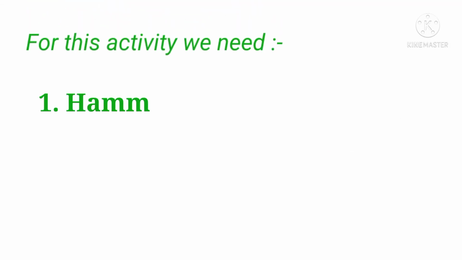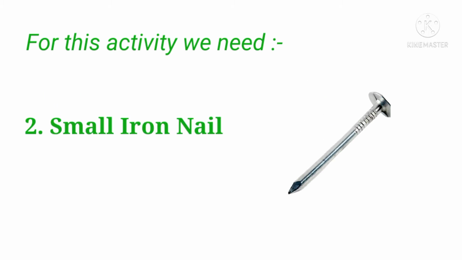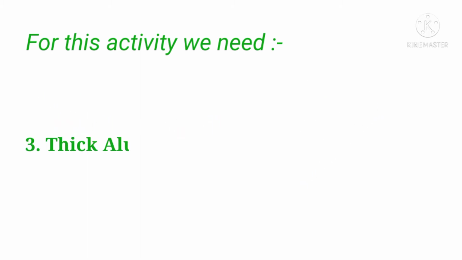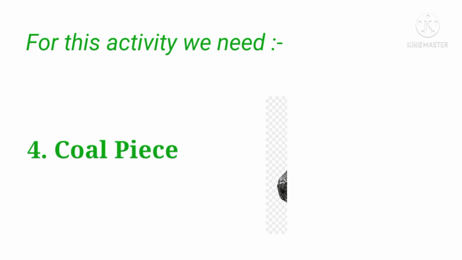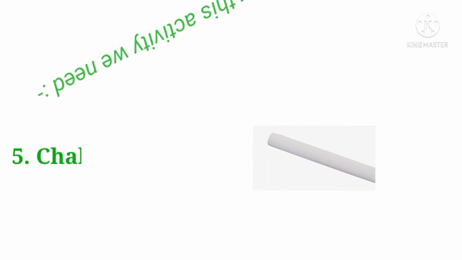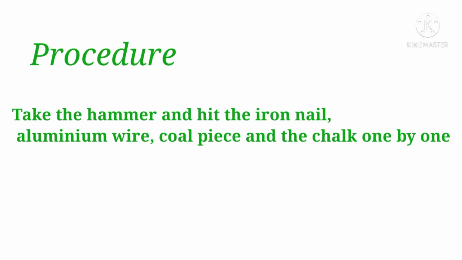Activity time! For doing this activity, we need a hammer, a small iron nail, a thick aluminium wire, a coal piece, and a chalk. Procedure: take the hammer and hit the iron nail, aluminium wire, coal piece, and chalk one by one and record your observations.